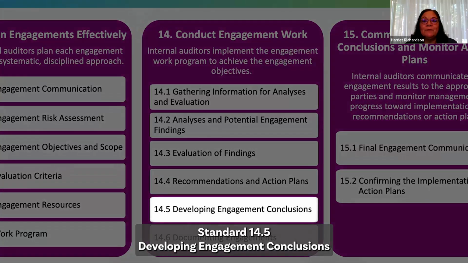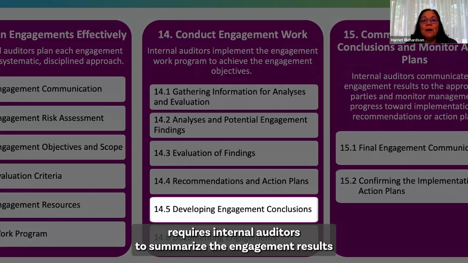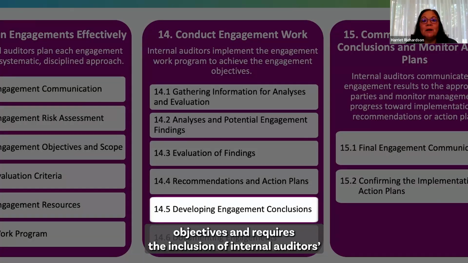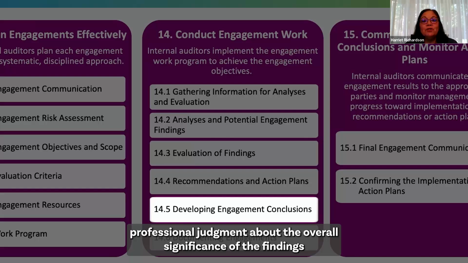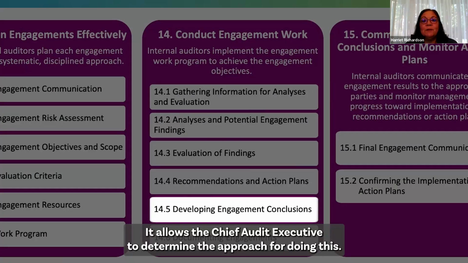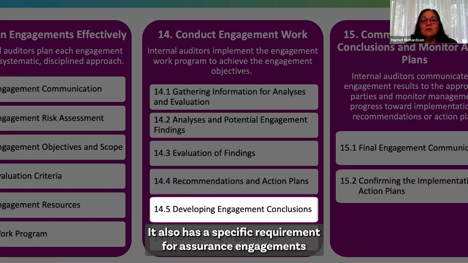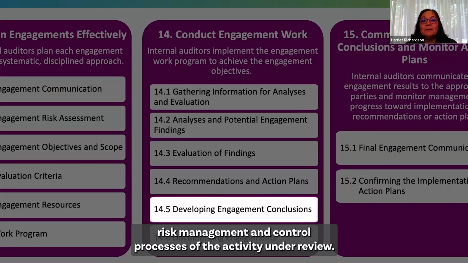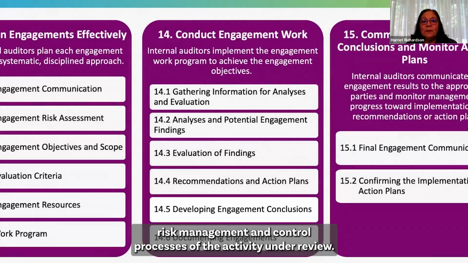Standard 14.5, Developing Engagement Conclusions, requires internal auditors to summarize the engagement results relative to the engagement objectives, and requires the inclusion of internal auditors' professional judgment about the overall significance of the findings when aggregated. It allows the chief audit executive to determine the approach for doing this. It also has a specific requirement for assurance engagements to include a judgment on the effectiveness of the governance, risk management, and control processes of the activity under review.